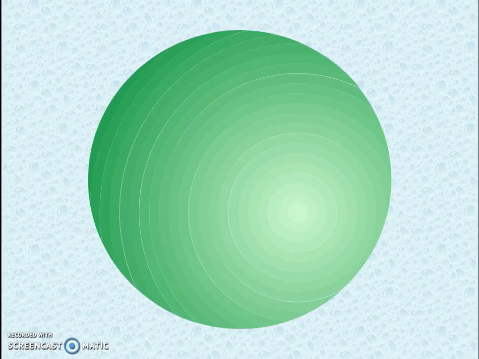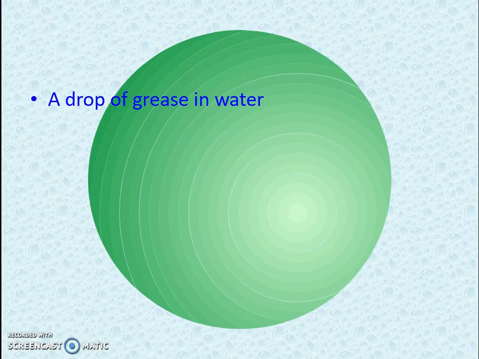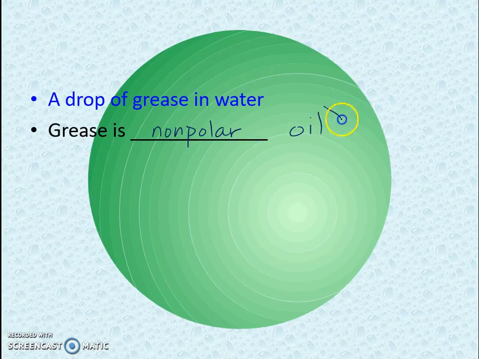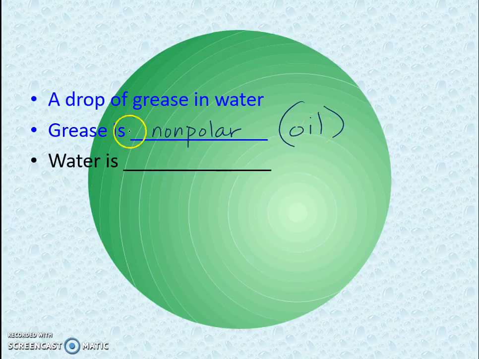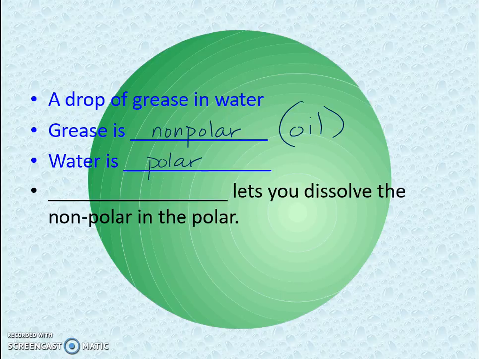Well, what happens if we put a drop of grease in water? Okay, so here's our nasty little drop of grease. This drop of grease has been put into water. We know that grease is nonpolar. Why? Because grease is oil, right? We said oil was nonpolar. Well, water we know is a polar substance, and so the water is not going to dissolve the grease.